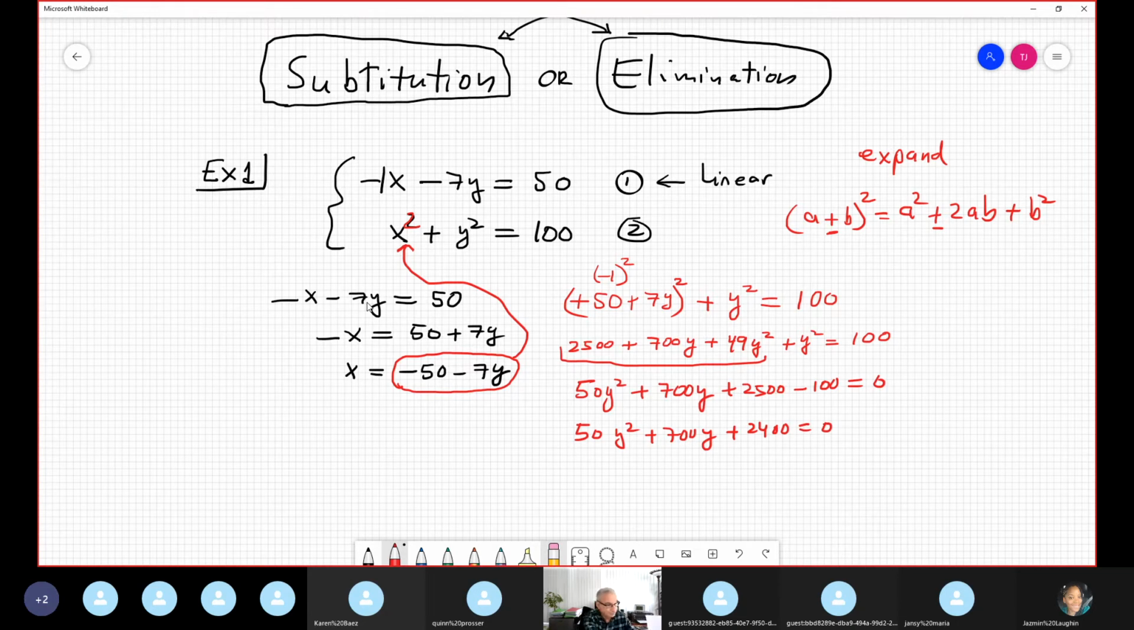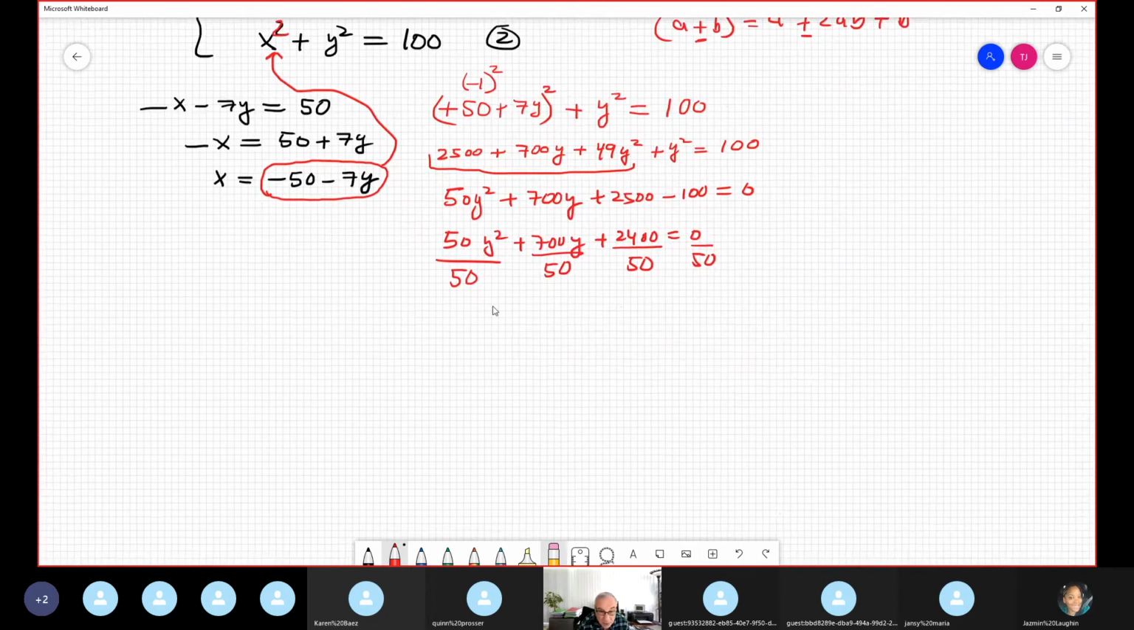Well, at that moment, two heavy numbers, I don't care. I suppose that you divide the whole thing by 50, because I put it in my calculator. In my calculator, I know that 50 divided by 50 is 1. 700, delete the 0, is 14. And this, delete the 0, is 48.